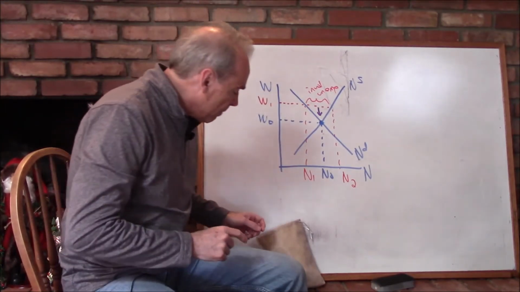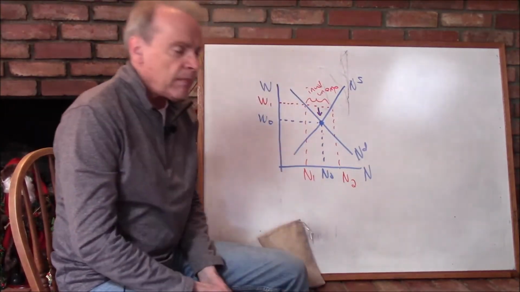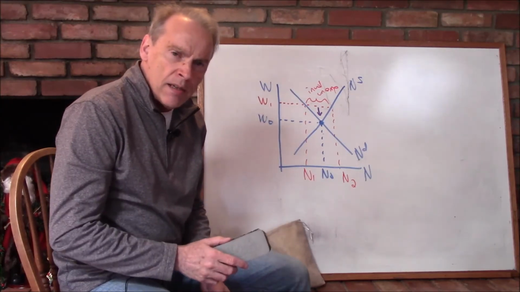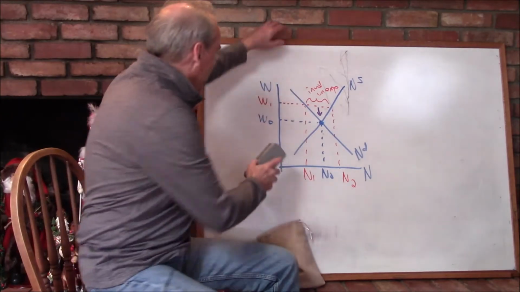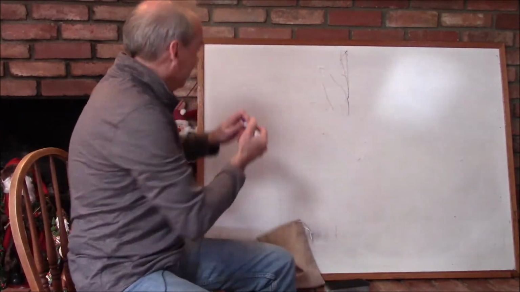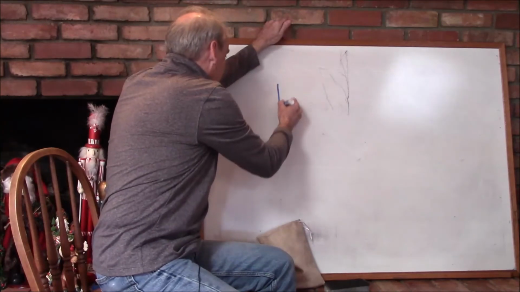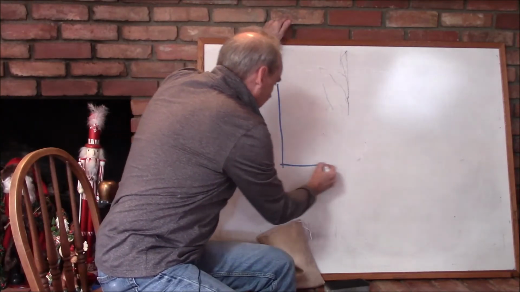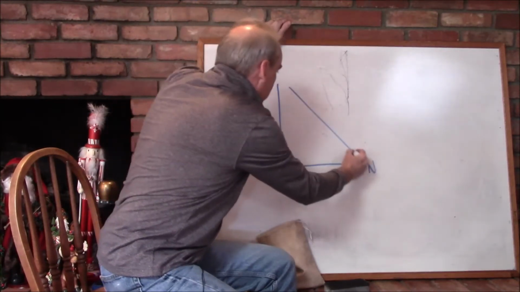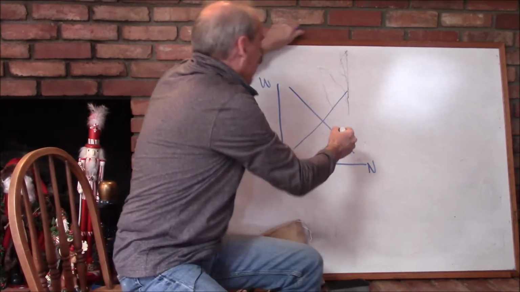Now he says in chapter 2 of the General Theory, well, there are things that can inhibit the downward adjustment of the wage rate. Check this out. There are things that can inhibit the adjustment of the wage rate.